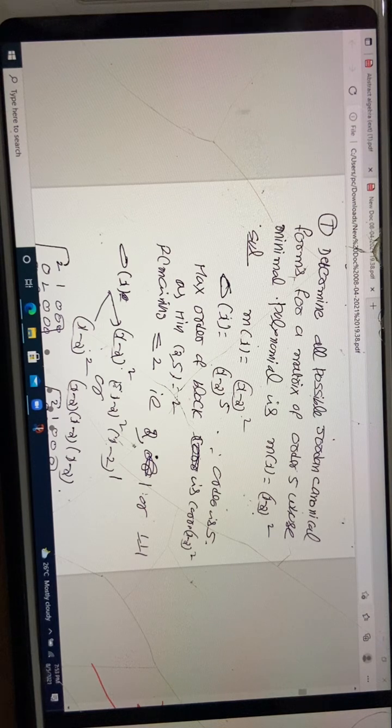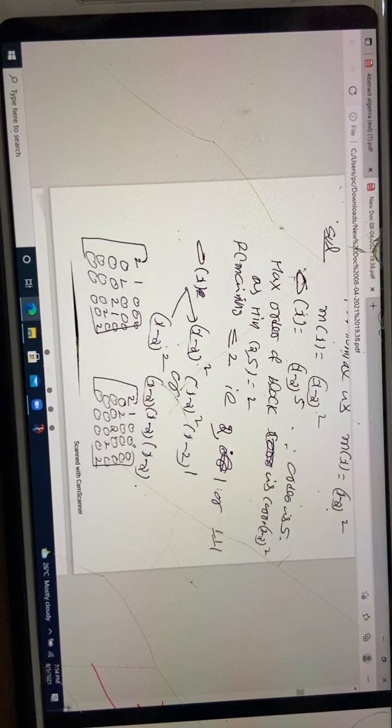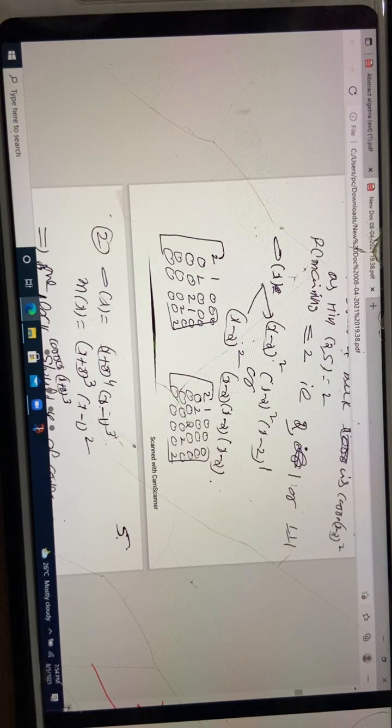So what should be the order of the blocks? 2, 2, 1. So 2 plus 2 plus 1 becomes 5. Here also, (x minus 2) whole square, you can have less than 2. Less than 2 means 1. So the orders are 1, 1, 1. So 1 plus 1 plus 1 is 3, 3 plus 2 is 5. It is like partitions. Yesterday we discussed partitions, where n1 should be greater than or equal to n2. Exactly the same thing applies here; they are equal to the partition.